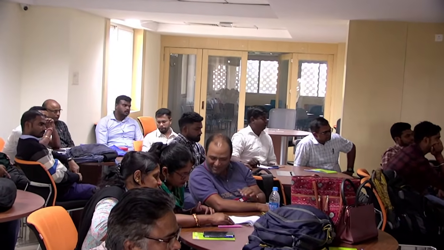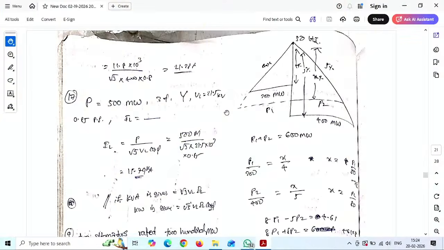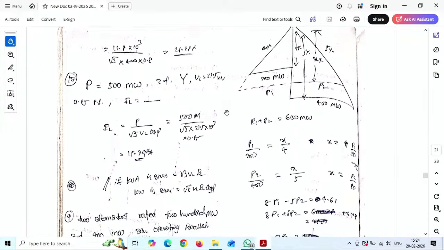P1, this base by 200 is equal to the second triangle. Similarity of sides of the triangles. Yes, we can do this common. See, X by 4, one equation. P2 by 400, consider this triangle, 400 megawatts side with common frequency base, right? P2 by 400 is equal to X by 5. Okay, two equations, two unknowns, we can find X and the others.